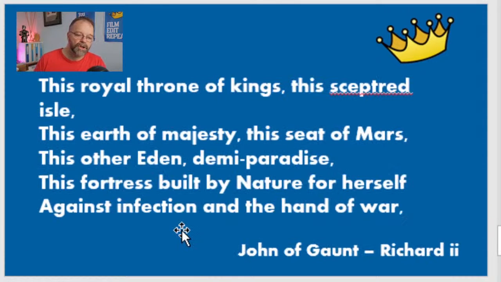Now, this is John of Gaunt from Richard II, and this is a really amazing metaphor. So, this royal throne of kings, this sceptred isle, this earth of majesty, this seat of Mars, this other Eden, demi-paradise, this fortress built by nature for herself against infection and the hand of war. Amazing imagery, just so good.